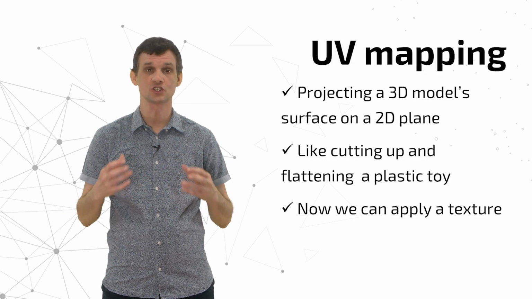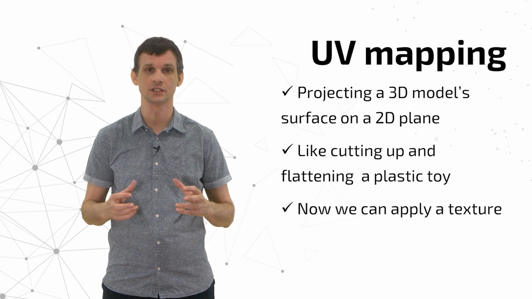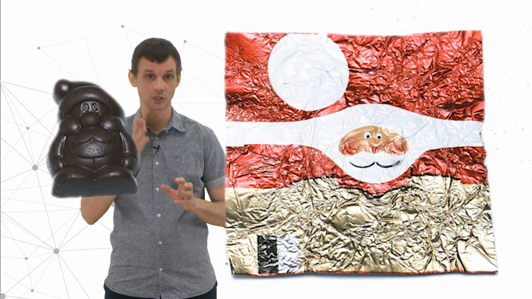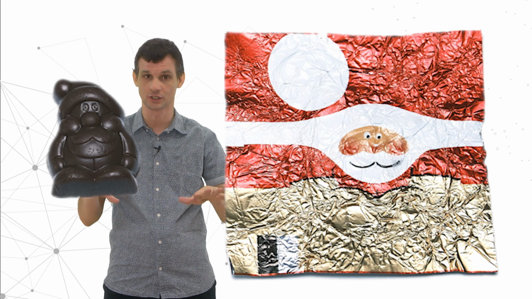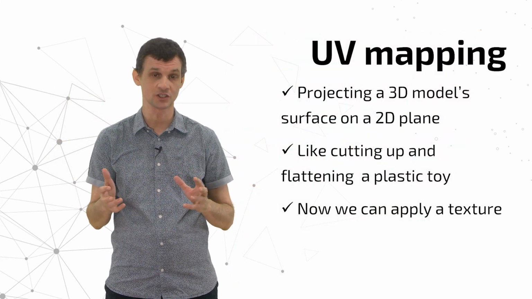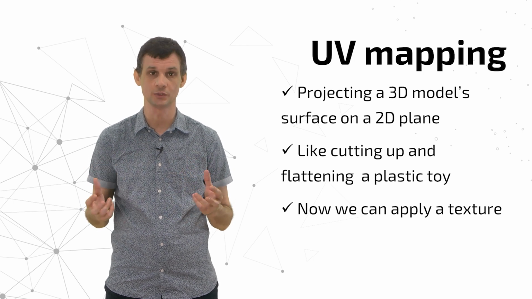The process of projecting a 3D model surface onto a 2D plane to create a coordinate system is called UV mapping. If you imagine a 3D mesh as a hollow plastic toy, UV mapping would be similar to cutting up and flattening this toy so that you can paint over it. This flattened out version lets you determine how a 2D texture aligns with the 3D geometry of the model.